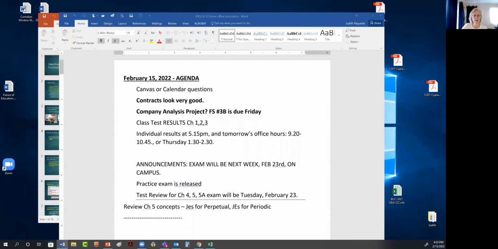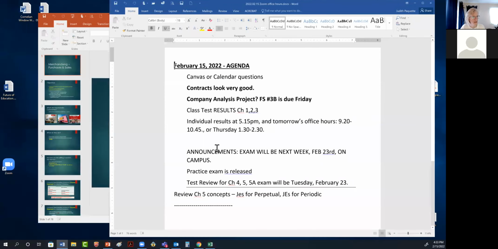All right. So I want to go over the calendar. I have taken a look at all your contracts, which are great. And your project milestone work in process is due on Friday night. So let's just look at the calendar really quick.